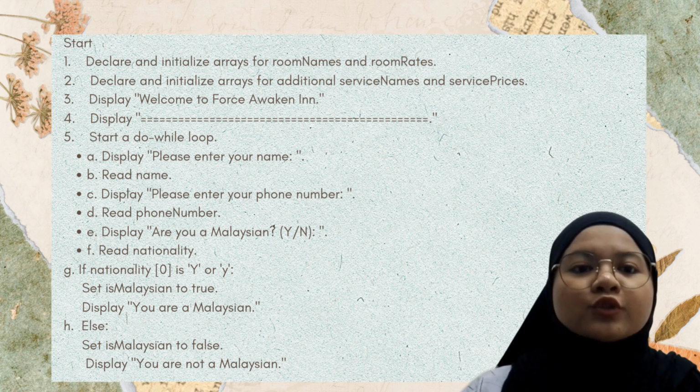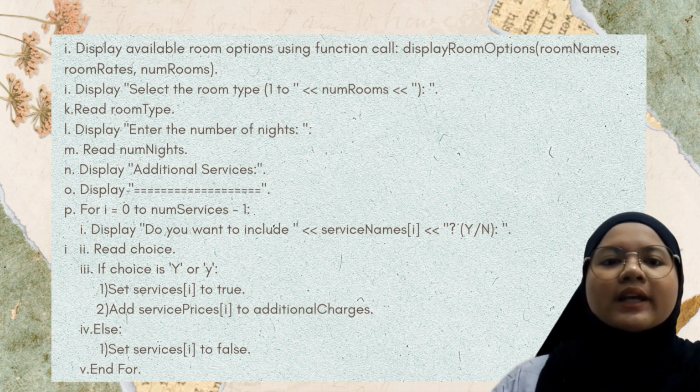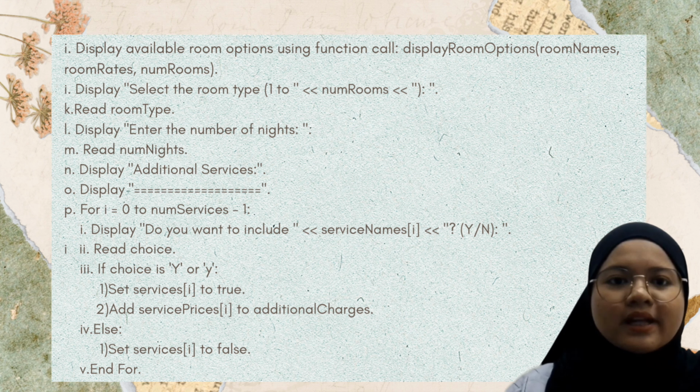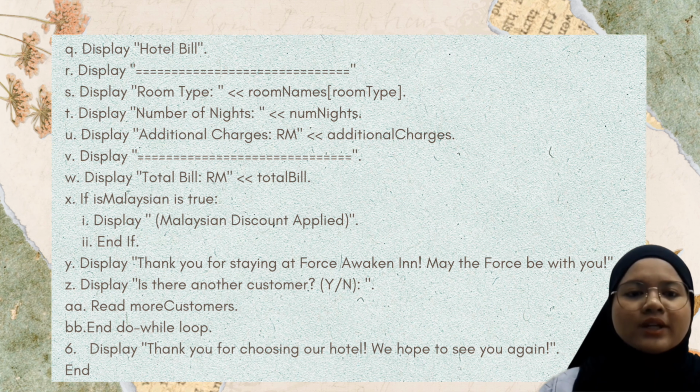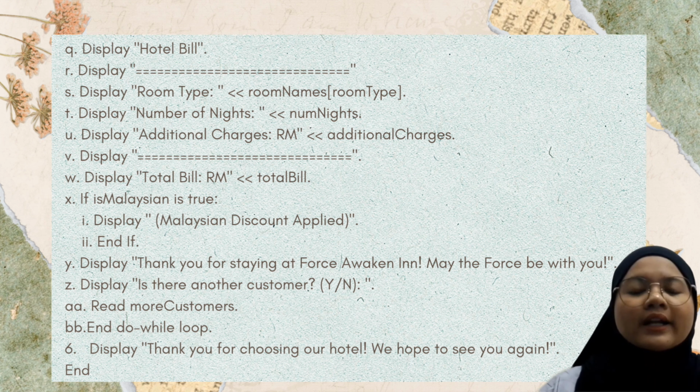Next, it displays available room options and asks the customer to select a room type and enter the number of nights they want to stay. It then presents additional services with their corresponding prices and allows the customer to choose which ones they want to include in their booking. After gathering all the necessary information, it displays the hotel bill, including the room type, number of nights, additional charge, and the total bill.